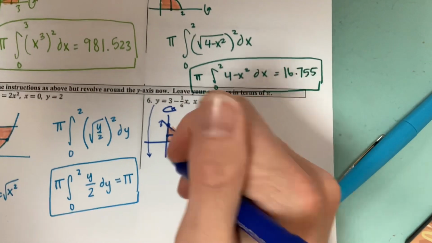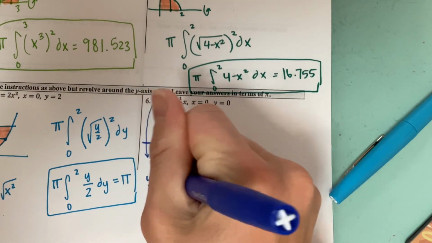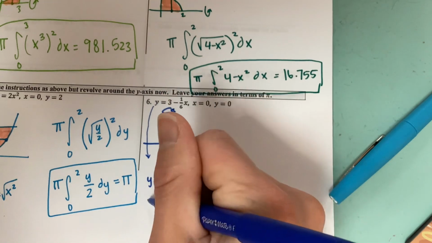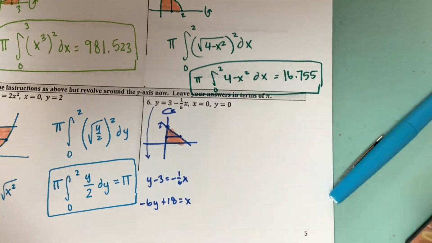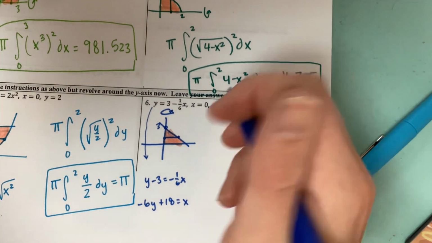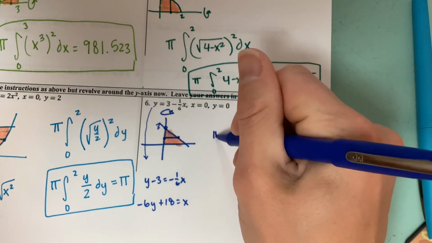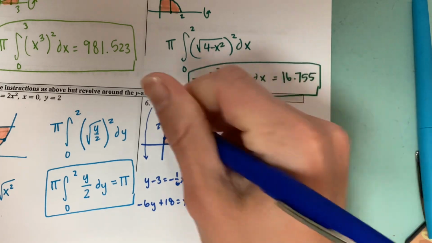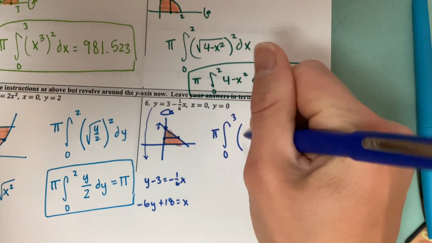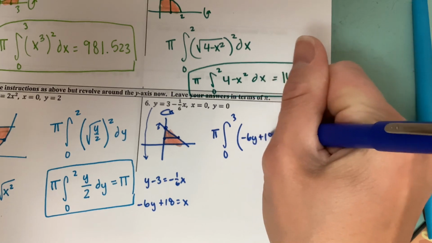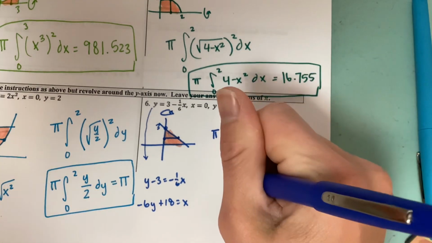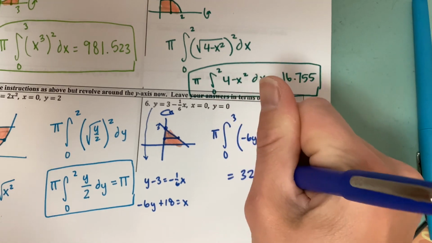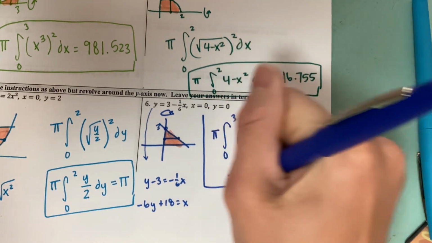All right, so first I'm going to minus the 3. And then I'm going to times by -6. So -6y plus 18 equals x. All right, so pi integral 0 to 3, the right function is going to be -6y plus 18 minus 0, which is the axis, squared dy, which is going to give you 324 pi.